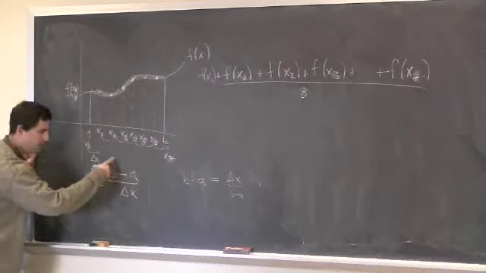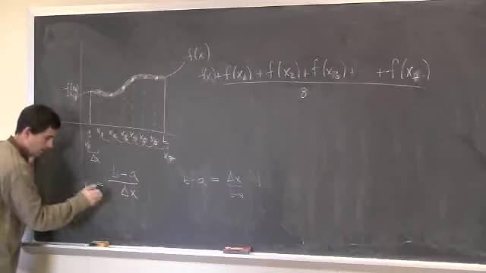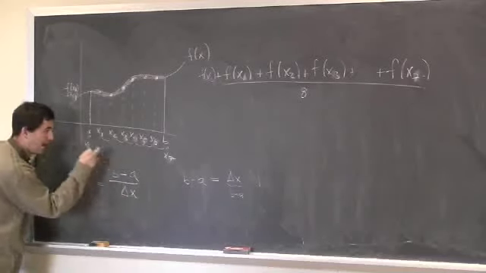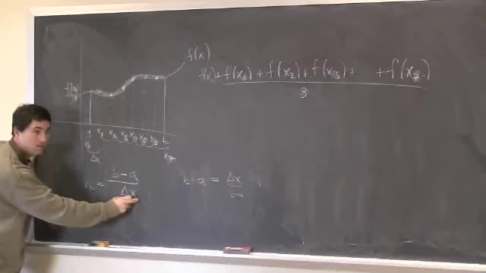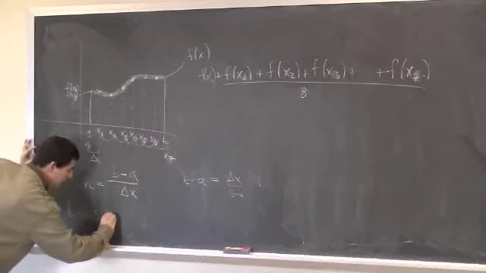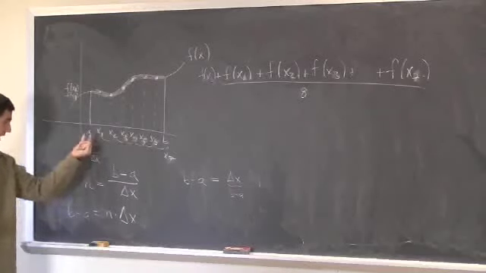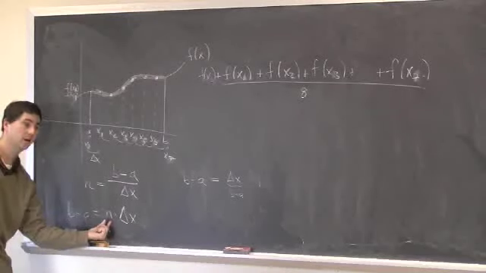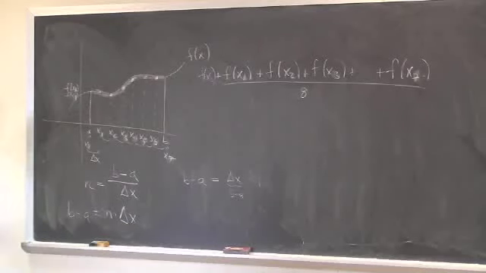Okay, so the length of the interval b minus a equals the total number of gaps times the length of each gap. B minus a equals n times delta x. So delta x is one of these gaps, and n is how many gaps you have. And of course, b minus a is just the sum of each of these gaps. Okay. So n is b minus a over delta x.